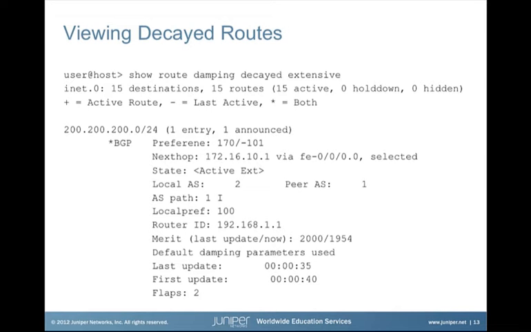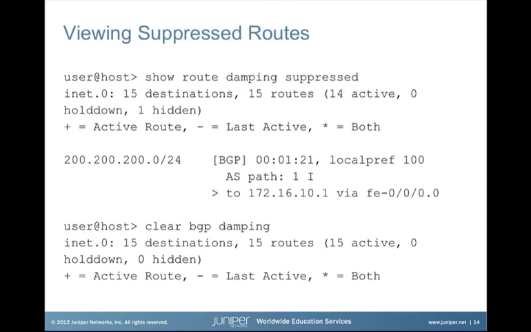Decayed routes are entries that might no longer be valid, but are not suppressed. So as you can see, when we look back up at the hidden output at the top, the route is no longer hidden, okay? So it's not damped at this point. It is decayed, however. And lastly, for suppressed routes, these are routes that are no longer being installed into the forwarding table or exported by routing protocols. As you can see, if you wish to clear these out, you can simply type in clear BGP damping.